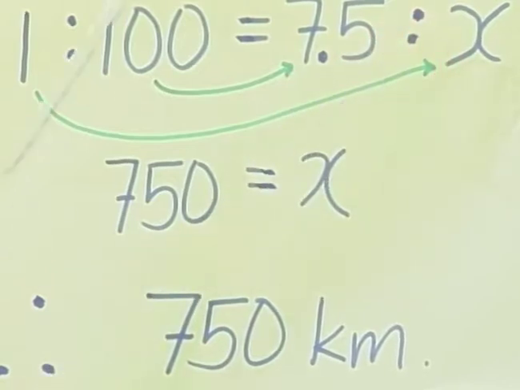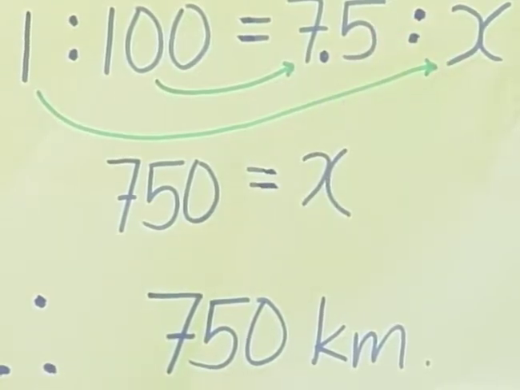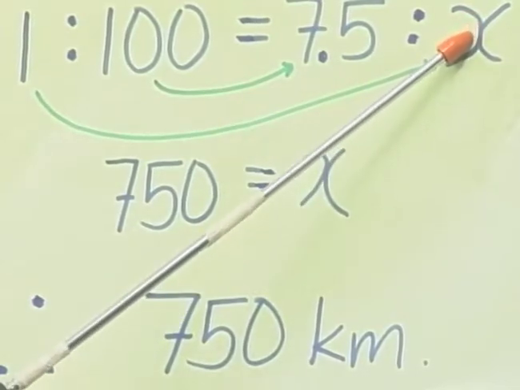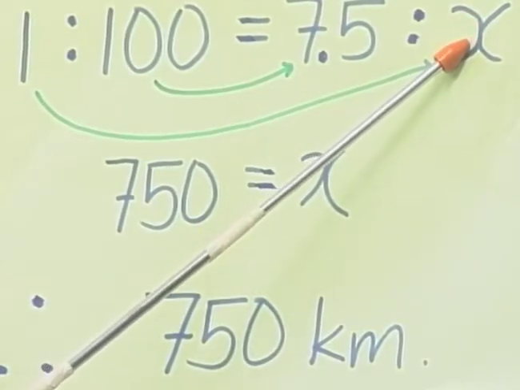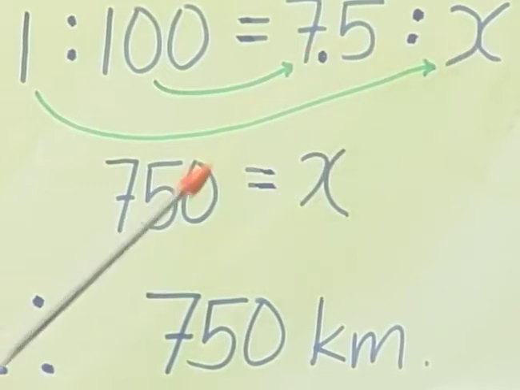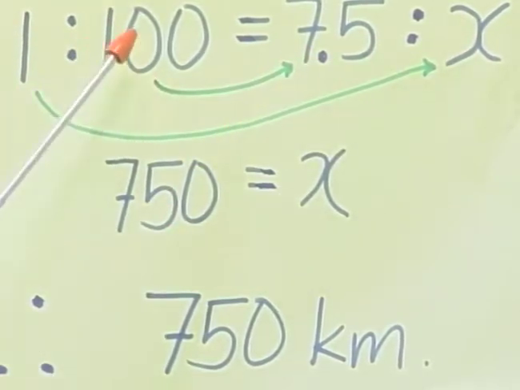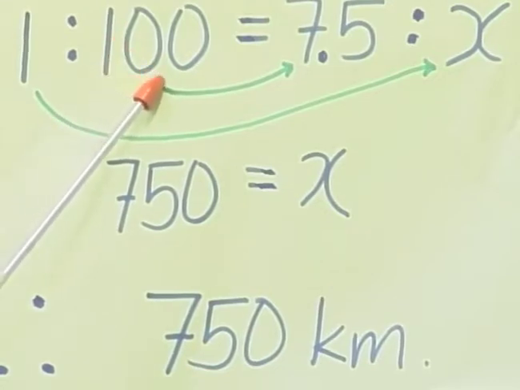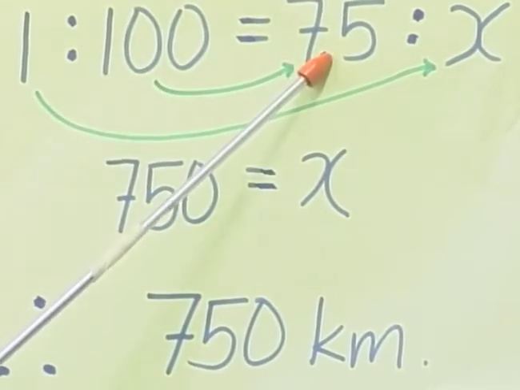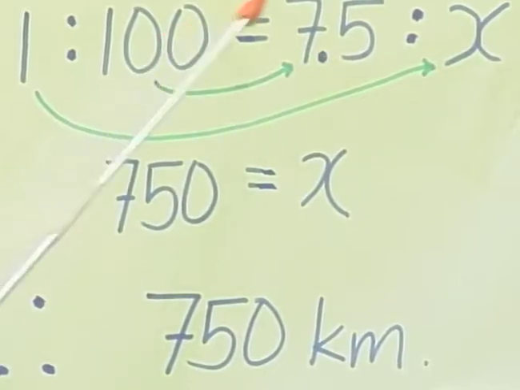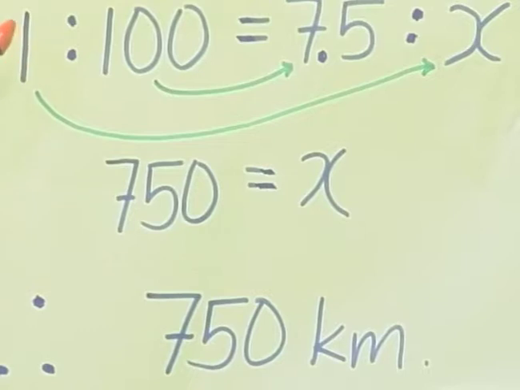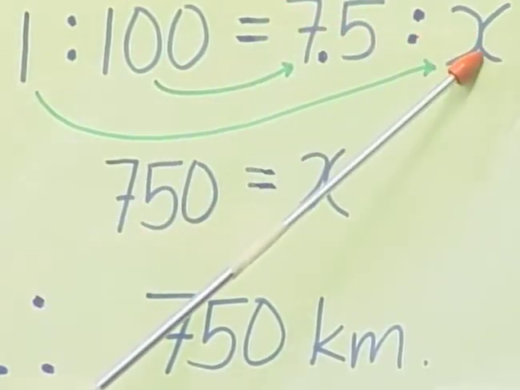Then we don't know the distance on the ground. So we represent that unknown distance with a letter X. So we multiply the inner numbers, which are 100 times 7.5. These are the interior numbers. And then the exterior numbers are 1 and letter X.